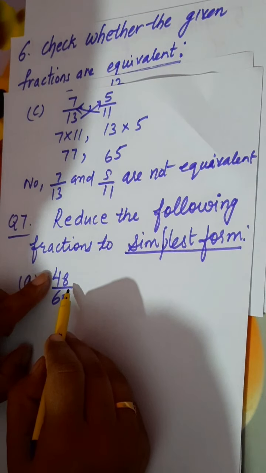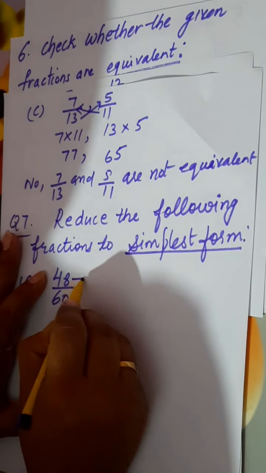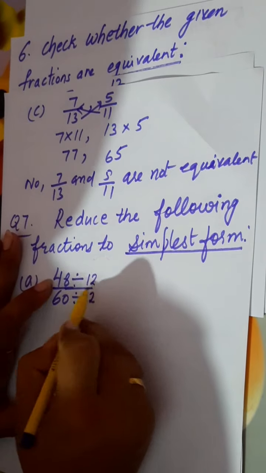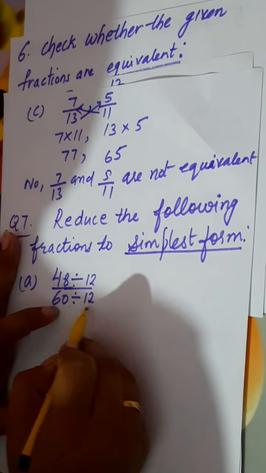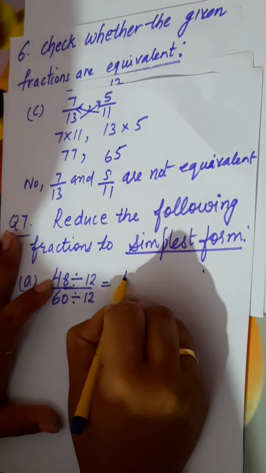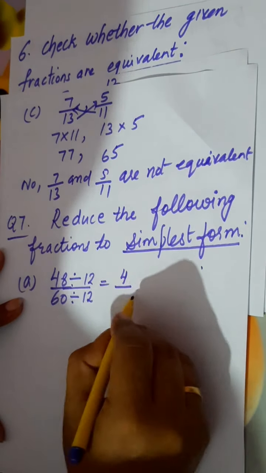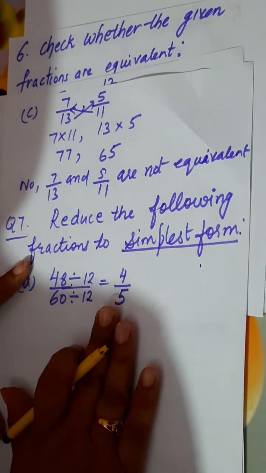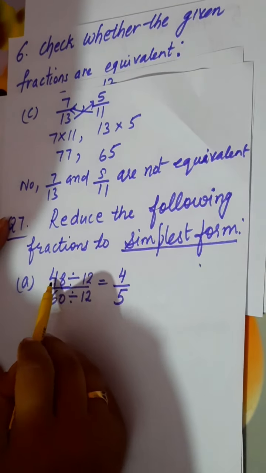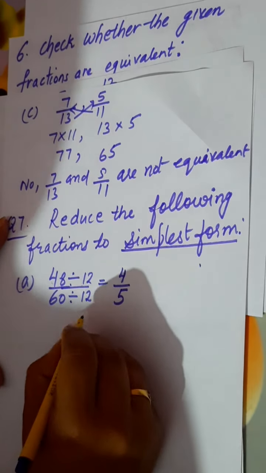Now we know that both the numerator and denominator are divisible by 12. I directly divide numerator and denominator by 12 because I know that 48 is a multiple of 12 and 60 is a multiple of 12. If I divide, I will get 4, and here I will get 60 divided by 12, that is 5. So I just reduce this fraction to simplest form because I know that 48 is a multiple of 12 and 60 is also a multiple of 12.